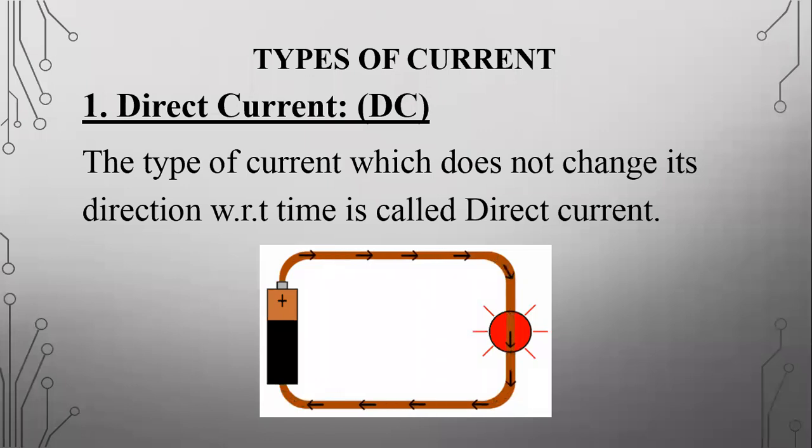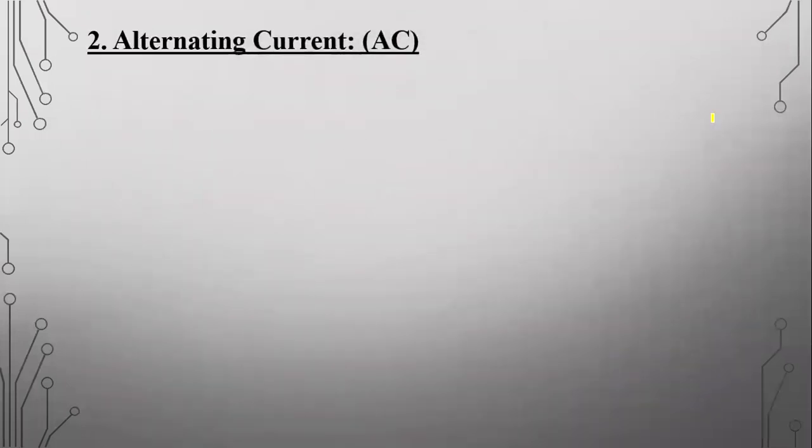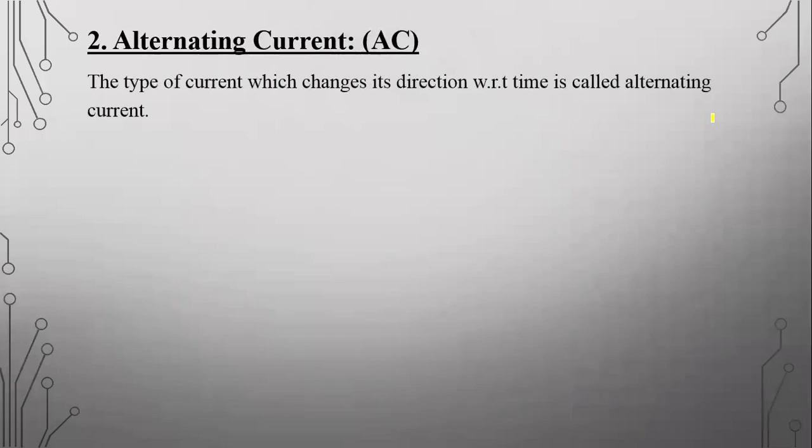The other type of current is called alternating current. The type of current which changes its direction with respect to time, this is called alternating current. कि ये वो करंट है जिसकी डायरेक्शन फिक्स नहीं होगी, ये डायरेक्शन अपनी चेंज करता रहता है टाइम के साथ, और इस टाइप ऑफ करंट को हम ऑल्टरनेटिंग करंट का नाम देंगे.